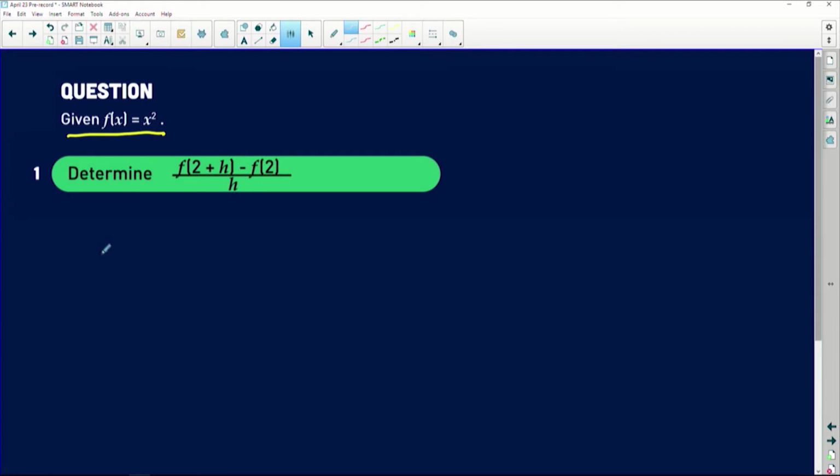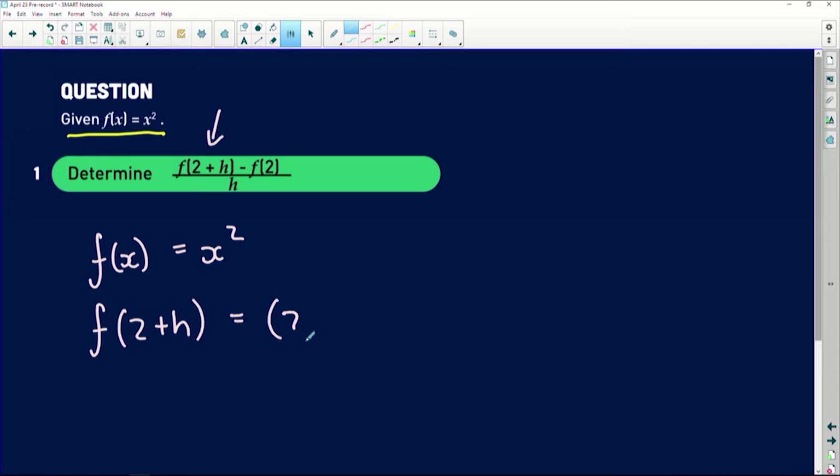So first of all, we've been given f of x is equal to x squared. Now, they don't want us to have f of x. They want us to have f of 2 plus h. So I'm going to write that down in a separate step. I'm going to have f of 2 plus h is equal to, my x was 2 plus h, and that's all going to be squared.